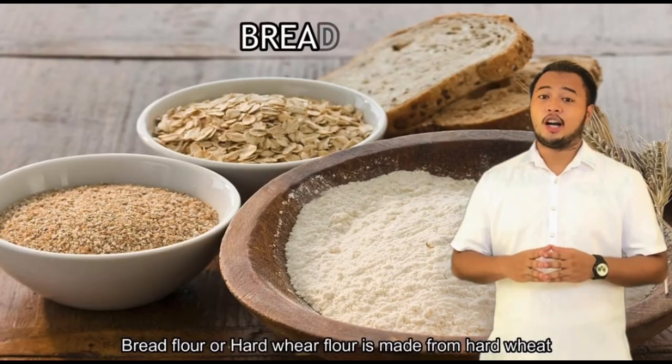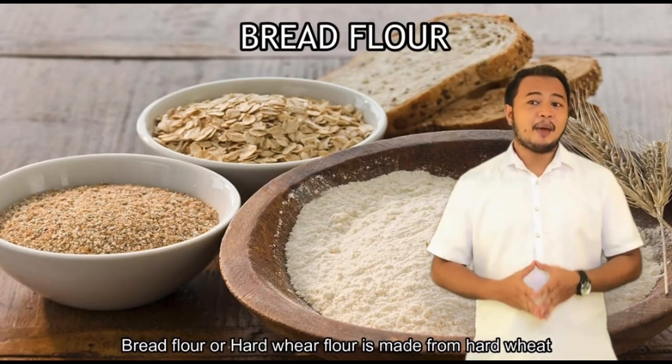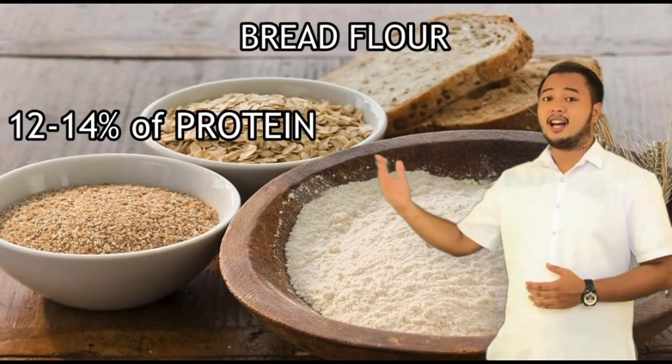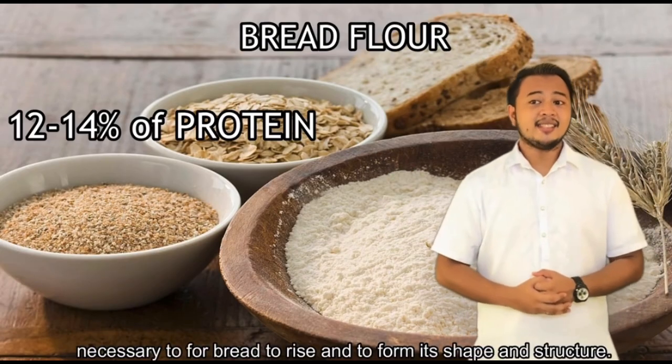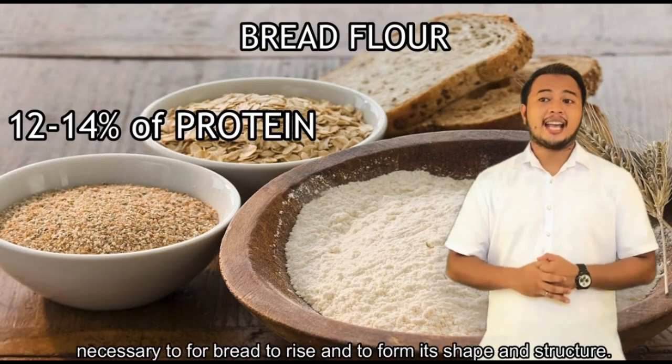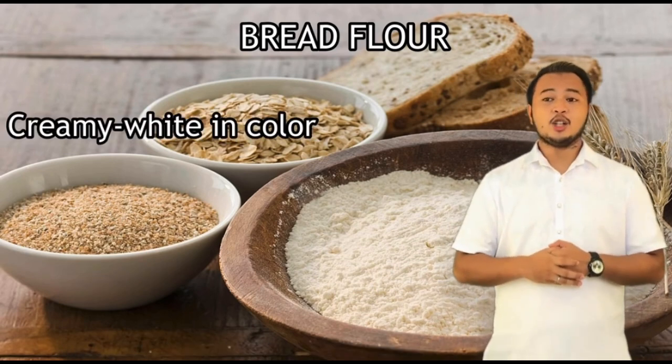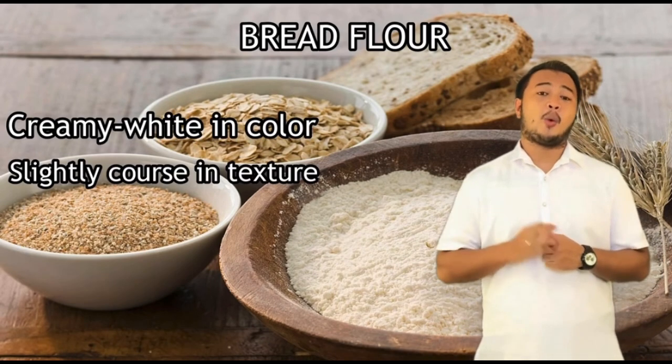Bread flour or hard wheat flour is made from hard wheat that contains 12 to 14% of protein. It is necessary for the bread to rise and to form its shape and structure. It is creamy white in color and slightly coarse when touched.